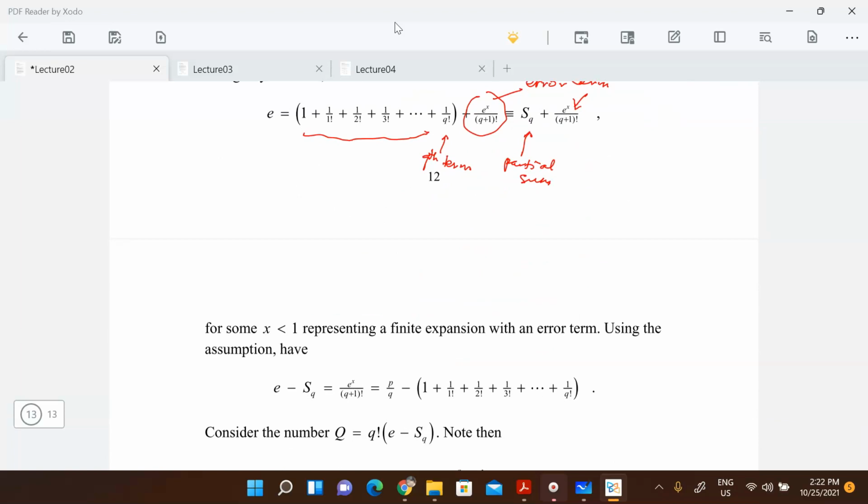The error term here is estimated by some number x, e to the x over here, where x must be less than 1, so that you get the decimal places in some sense. So let's take the difference between this number e and the partial sum, so you get e minus s_q, and that should give you the error term.